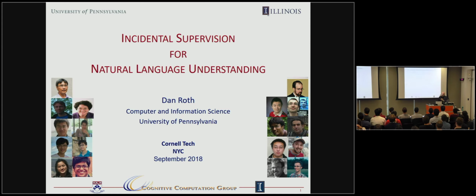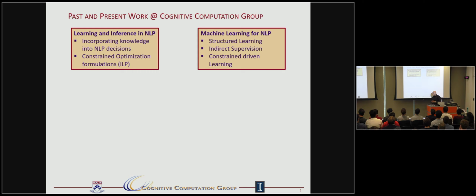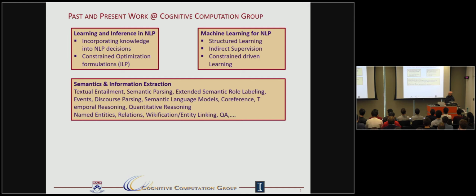Before I start, Yoav already gave an introduction, it's better than I can do, but just to give you an idea, my group has been working over the years on a range of things that I think are important in order to make progress toward natural language understanding, from methods or frameworks of how to do learning and inference in natural language processing, how to incorporate knowledge, how to think about inference, and also how to think from a principled perspective on machine learning for natural language processing.